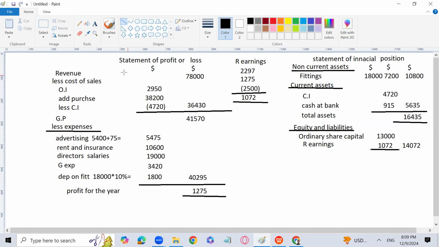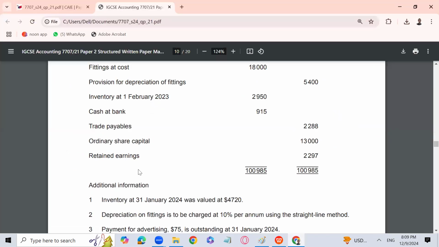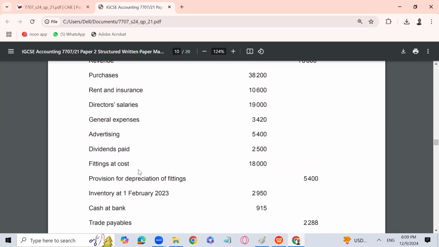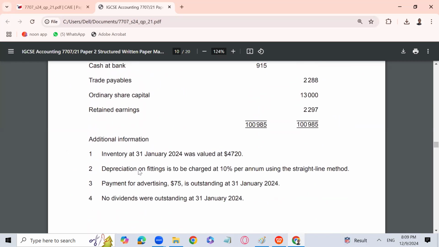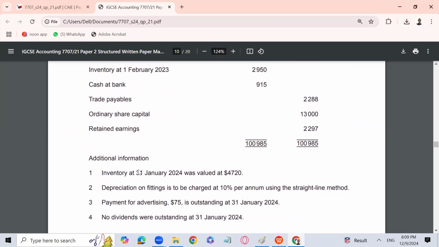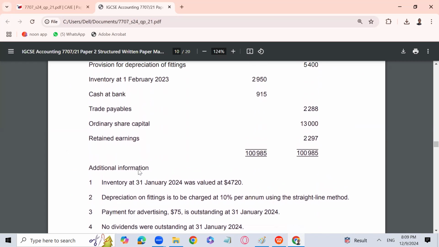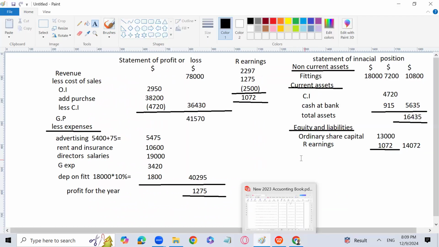Then I have to write the non-current liabilities. So I believe that in the question we don't have non-current liabilities. And yes, we don't have non-current liabilities. Quite a simple question rather. And we have accrued advertising given, so that will also be a current liability of 75. And trade payables are given also. That is also a current liability.